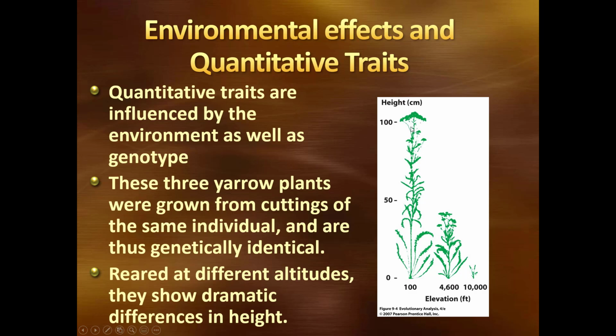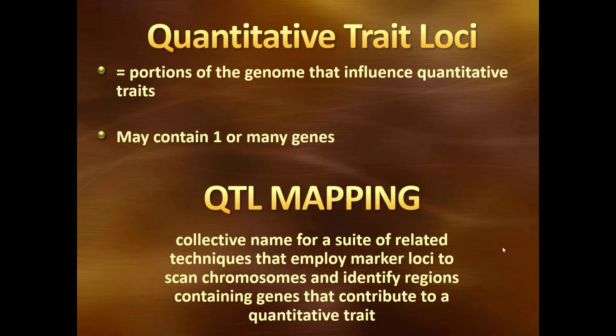So again, if we went out and measured this population across an elevational transect, let's say, we would see lots of different heights of plants, but it wouldn't be because they're genetically different. It would be because these are environmental components that are influencing that phenotype. Now your book talks a little bit about quantitative trait loci and how we go about mapping them. We're only going to talk about this for a few minutes, and you don't have to worry about all the detail that's in the book.